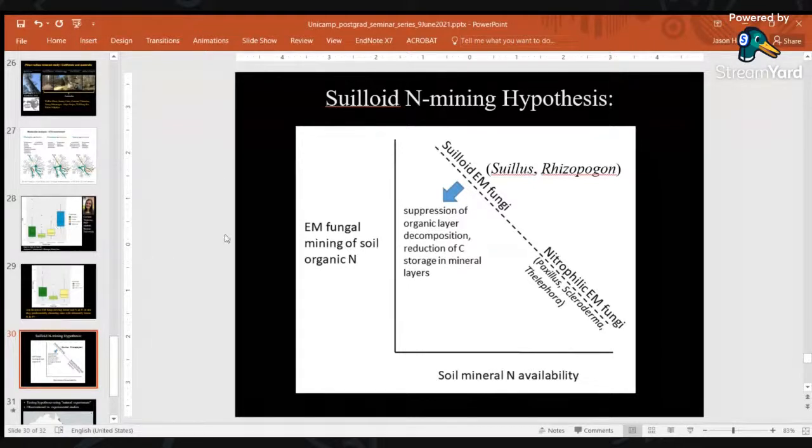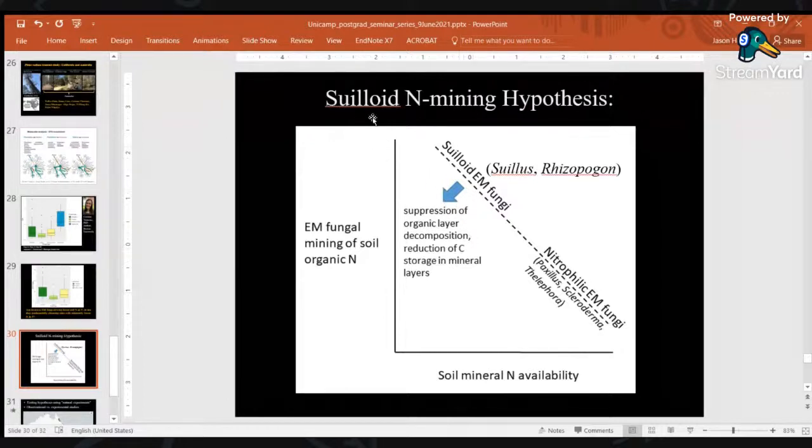And this relies on the idea that suilloid ectomycorrhizal fungi may be dominating in many of these invasion sites, and that they possess particular traits, particular effect traits, and that includes the ability to access organic forms of nutrients, such as nitrogen, from soils, compared to other ectomycorrhizal fungi that do not possess such a strong ability to access organic nitrogen. One thing that we've noticed is that a correlated trait is the nitrophobicity and nitrophilicity of these fungi.